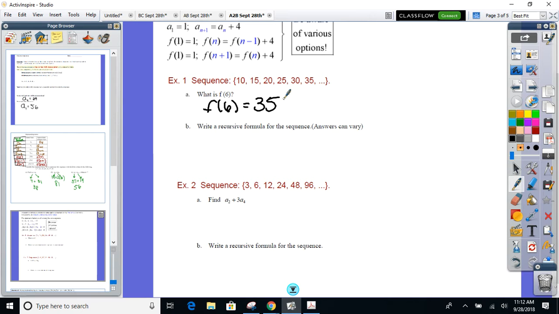Now I'm asked to write a recursive formula for this sequence. Here's what a recursive formula is, guys. It comes in two parts. The first part is you got to tell me what the first term is. What's the first term? 10. And there's two different ways you can write the first term. There's a1, and then there's also f of 1. What do we prefer here? The a's or the function notation? The a. Okay, you got it. So the first part of every recursive formula is you got to tell me what the first term is, and what is the first term? 10.